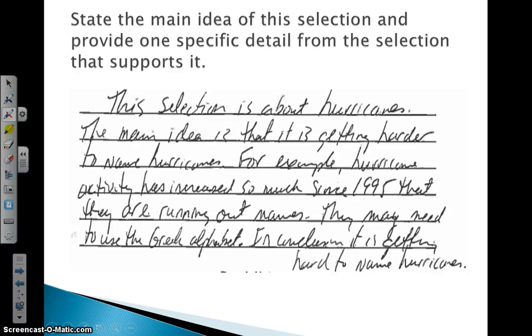So first of all, this selection is about hurricanes, in one word. The main idea is it's getting harder to name hurricanes. For example, hurricane activity has increased so much since 1995 that they're running out of names. They may need to use the Greek alphabet. So there is a very specific detail that backs up the difficulty of naming hurricanes. In conclusion, it's getting hard to name hurricanes. And that's all you need to do for the summary.